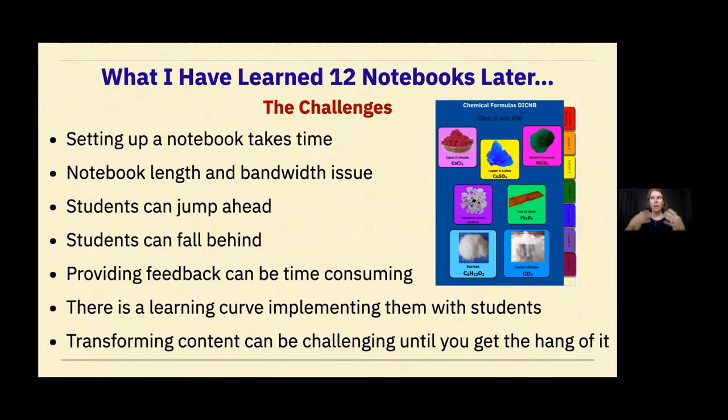There was a little bit of a learning curve with teaching them how to use the notebooks, but they were chemistry students, so it really didn't take that long. And transforming your content from just substitution to something that's more interactive can be challenging, but once you've got it, it's amazing what you can do.